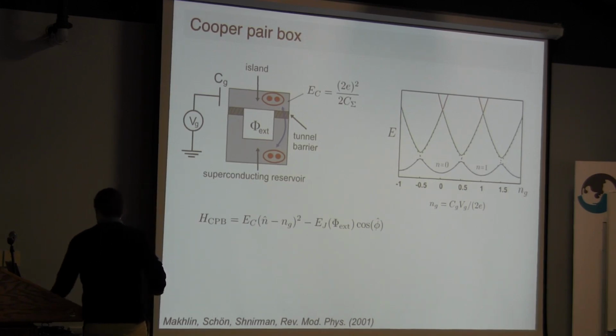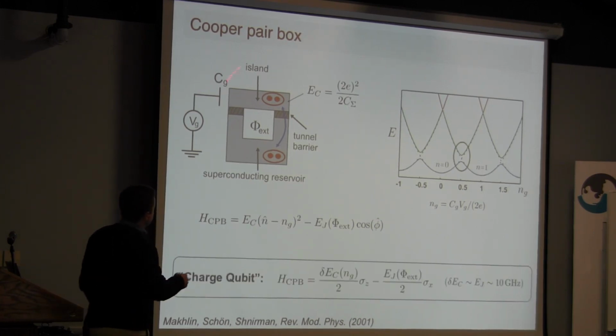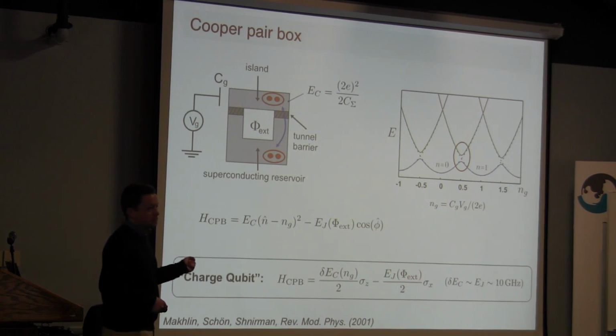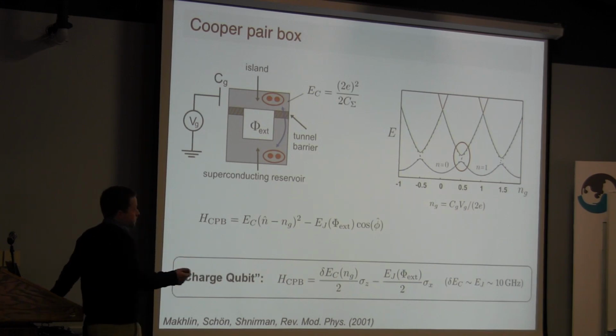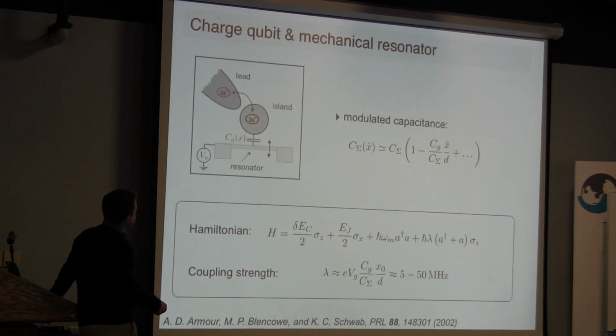All these energies are large, several tens of gigahertz, so at low temperature you can restrict yourself to two levels of this whole diagram, and then you get what is called a charge qubit. It has an energy offset, given by the residual charging energy, and a mixing given by the Josephson energy. Both of these parameters you can, in principle, tune. That's the basic idea, the first idea of the superconducting qubit.